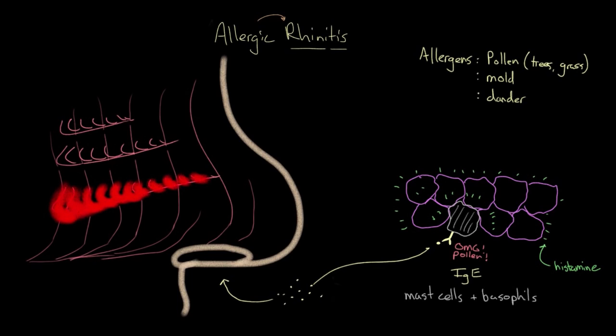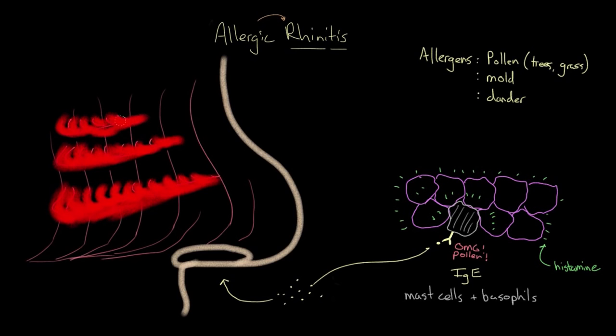And that can be really severe. The mucosa can thicken up big time and get really engorged and edematous and swollen. And that happens all throughout the nose because these basophils or mast cells aren't just sitting in one particular area, they're scattered everywhere.